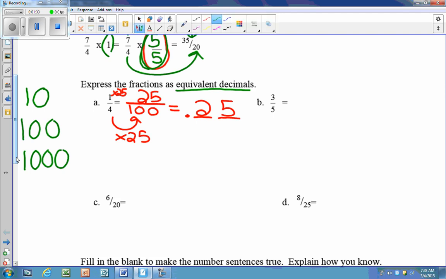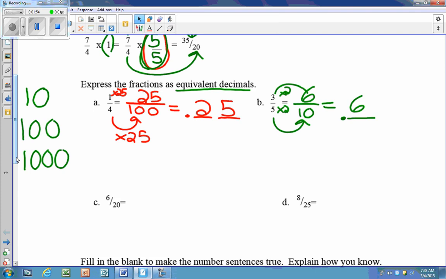Now I'm going to look at letter B. I'm going to try this again. Can 5 go into 10? I want to turn that into 10. That one works. 5 times what is 10? 5 times 2. So I have to do the same thing on the top. So 3 times 2 is 6. And 6 tenths, I can write this. Here's my decimal, tenths, and there's the 6.